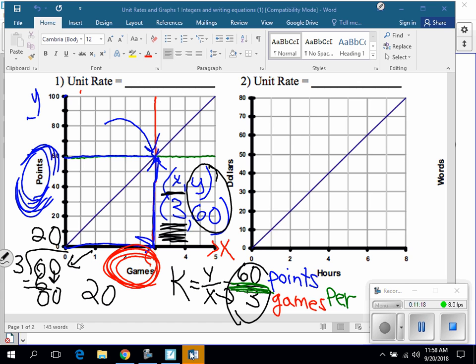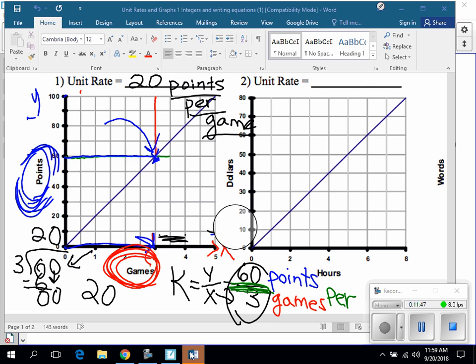So up here, I'm going to fill in 20. But I want to remember to not just fill in the number, I want to also fill in the units. So I'm going to write 20 points per game. So the answer is 20 points per game. That's the unit rate. This would have worked with any point that I choose on the graph except for (0, 0).